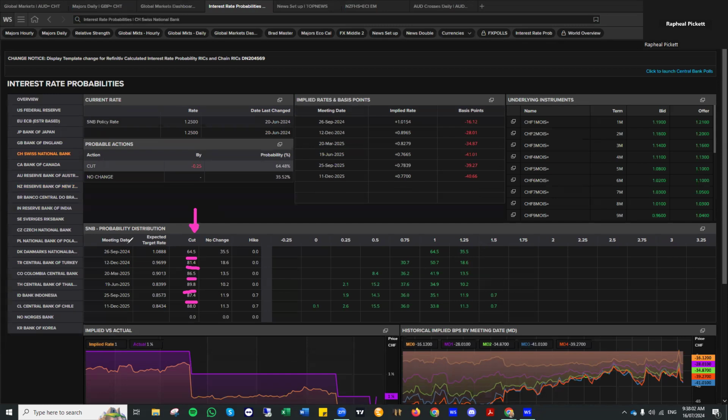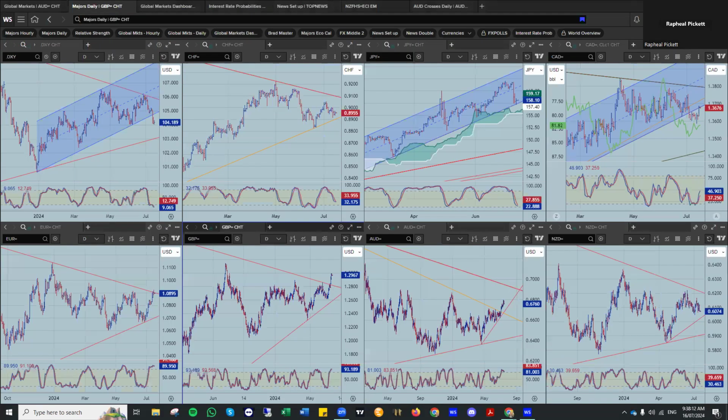Now, why is dollar Swiss not going anywhere? Because the Fed are due to cut rates and so are the Swiss, right? So once again, you can avoid trouble here and avoid getting into trades that aren't moving. And then you look at dollar Swiss now and you go, right, I know what's going on here. They're not doing much. I know what the ECB are doing.